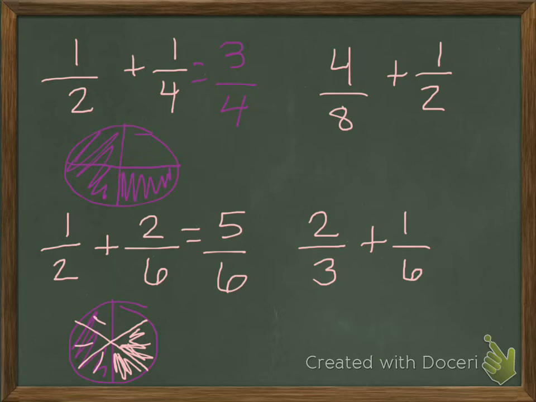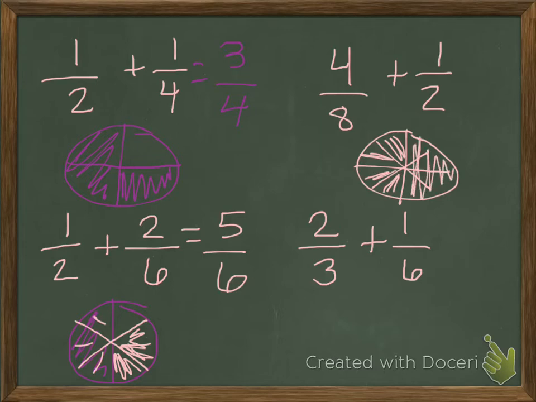C says 4/8 plus 1/2. So if I start by having eighths, I have 1, 2, 3, 4/8. Then I'm going to add 1/2, which is this whole half of the circle here. So my answer is actually 1 whole.